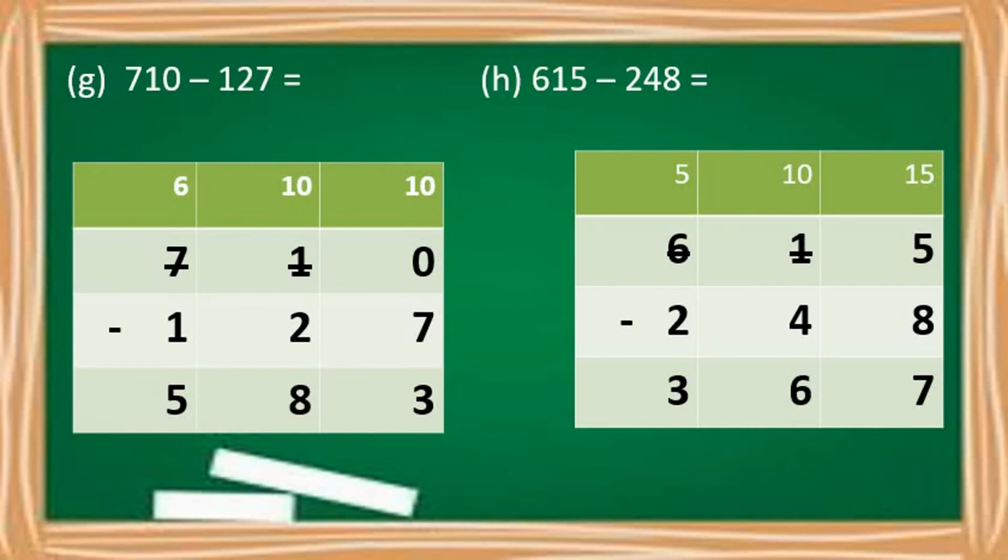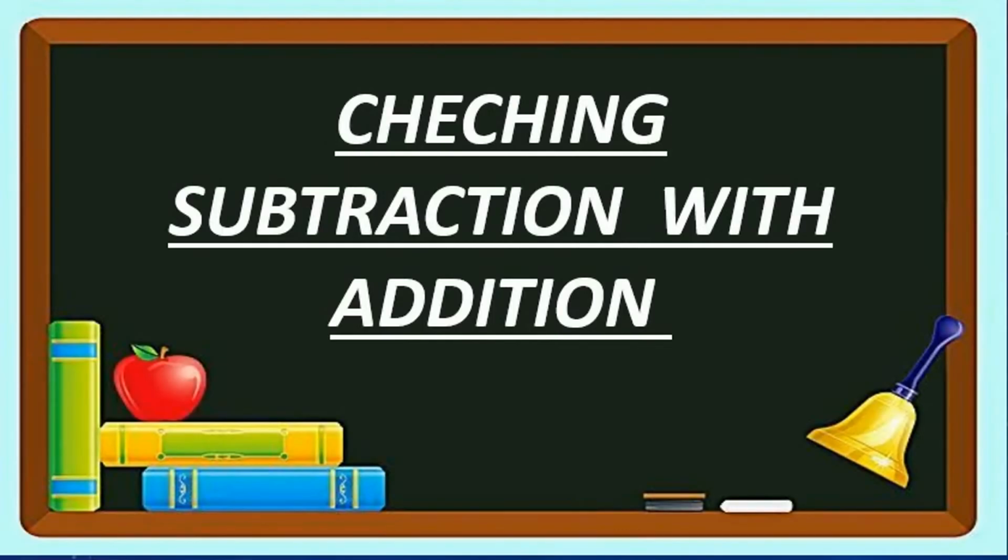So now, students, in exercise number 3rd C we can do only this one. Question number C and D we are not performing. Okay, so students, let's start the new topic. What is the new topic? Let's see today's new topic: checking subtraction with addition. How is it possible? Now let's see by example. How can we check subtraction with addition?